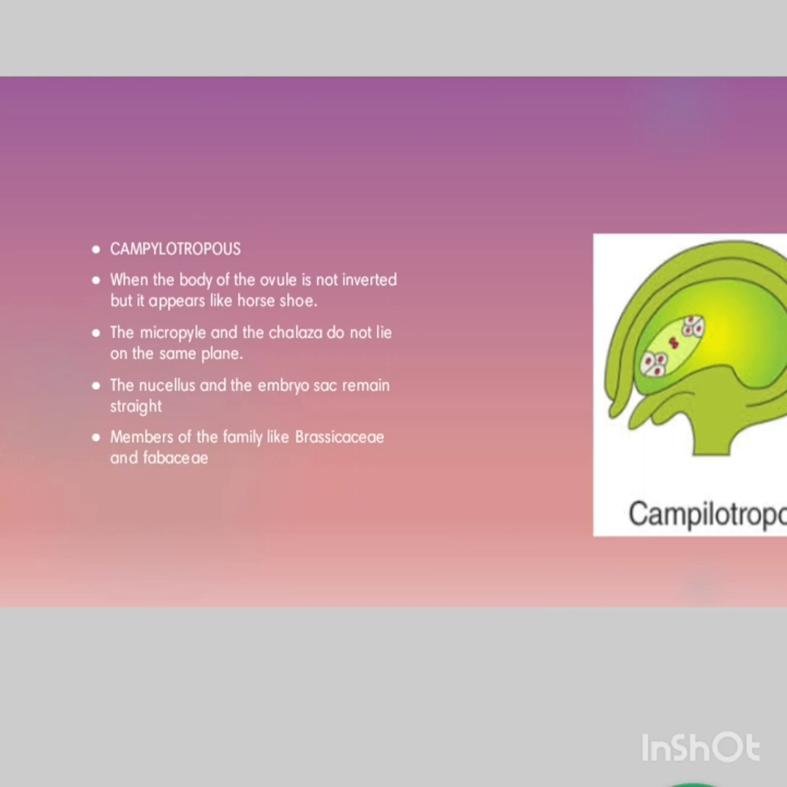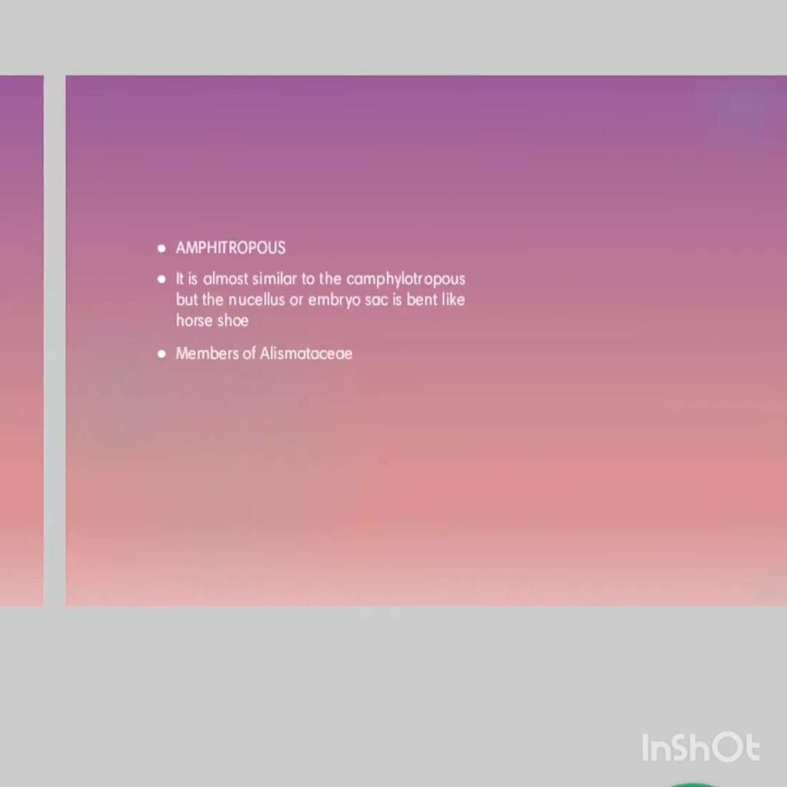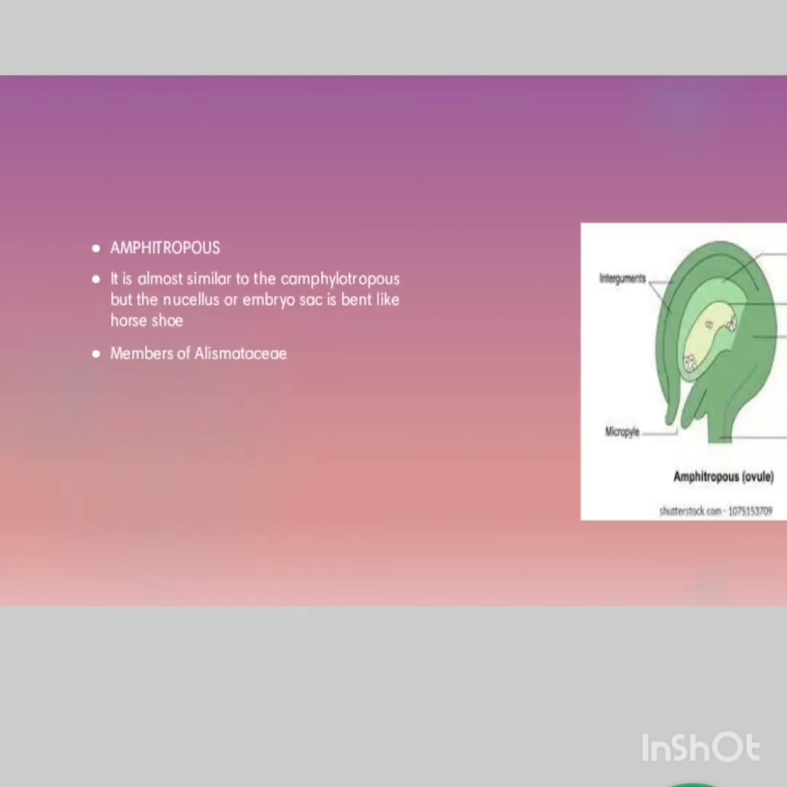Next is the campylotropous. When the body of the ovule is not inverted but it appears like a horseshoe, the micropyle and the chalaza do not lie on the same plane. The nucellus and the embryo sac remain straight. Members of the family like Brassicaceae and the Fabaceae. And next is the amphitropous. It is almost similar to the campylotropous, but the nucellus or embryo sac is bent like a horseshoe.